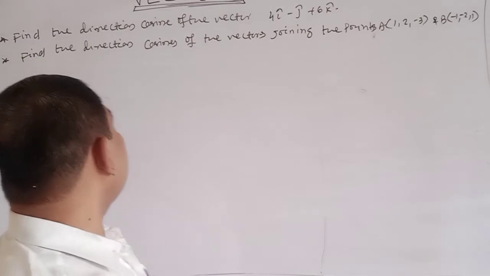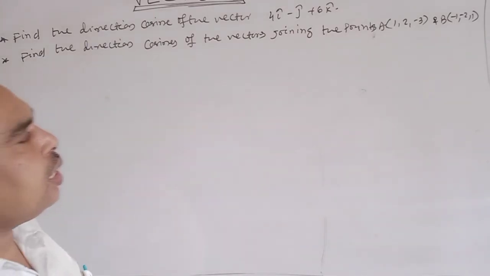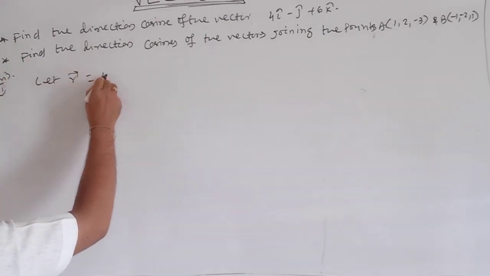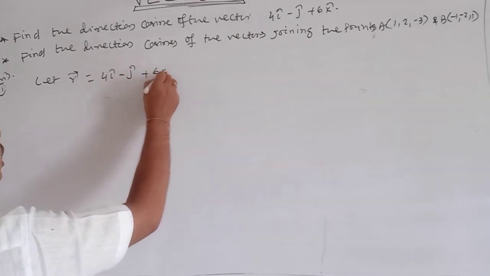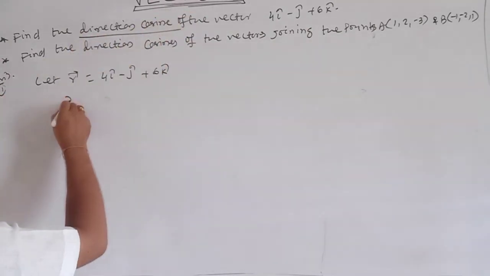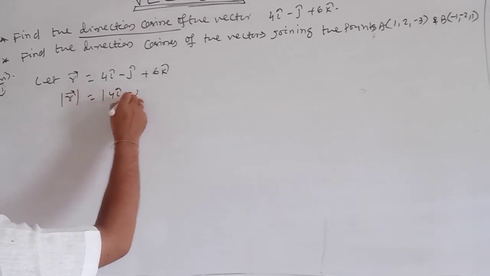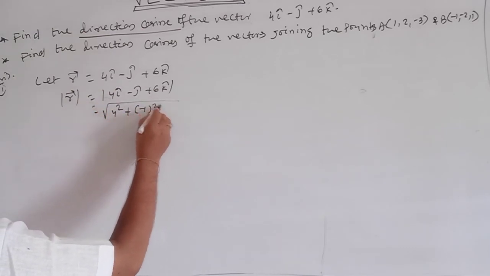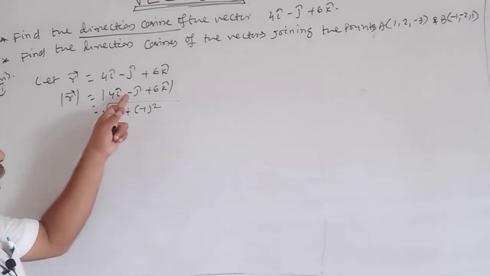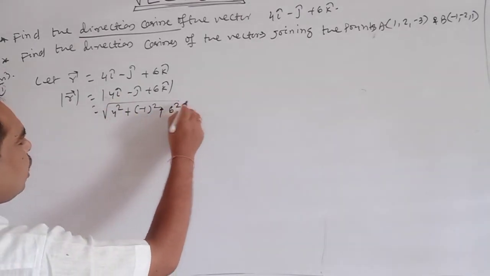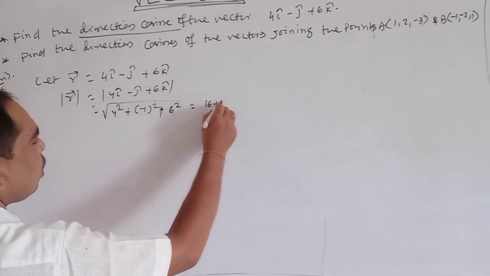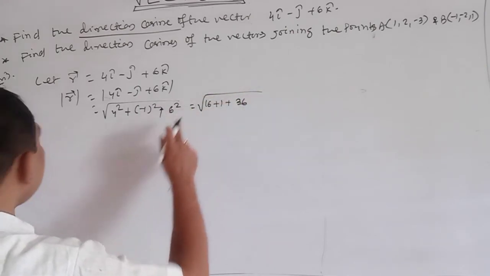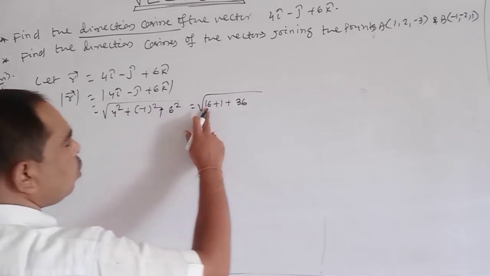Question: find the direction cosines of the vector 4i minus j plus 6k. Question number 1, solution. Let r vector is equal to 4i minus j plus 6k. We need to find the direction cosines, so first mod of r. Mod of r is equal to square root of 4 squared plus (minus 1) squared plus 6 squared. So this is 16 plus 1 plus 36, which is 53, so root 53.